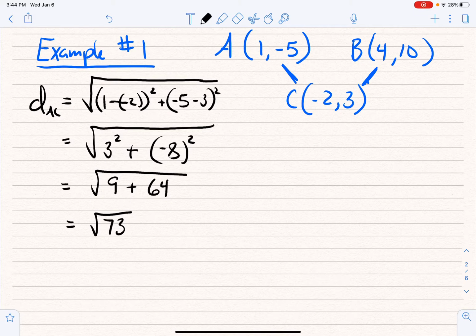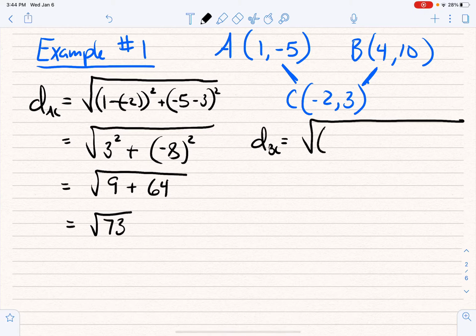Okay? All right, now let's look for the distance from B to C. So the distance from B to C is going to be equal to the square root of, well, I got to go (4 minus a negative 2) plus (10 minus 3). All right, remember, I always subtract the x from the x, square it, subtract the y from the y, square it, and then you add.